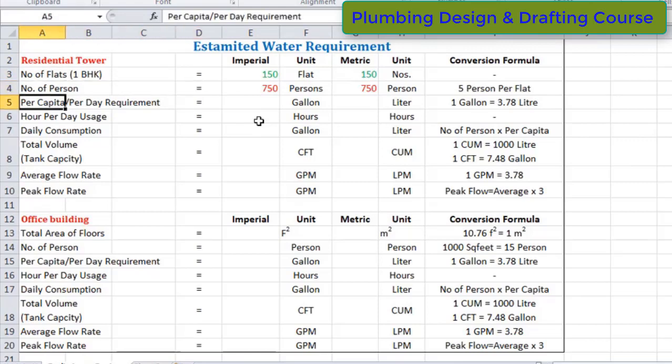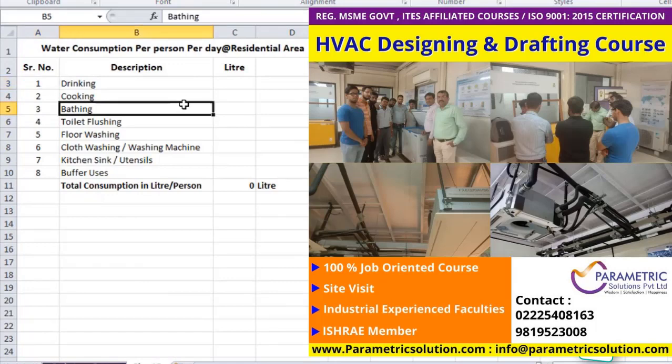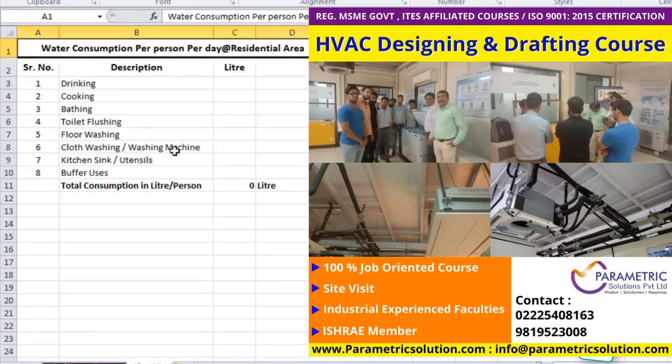Now let's talk about the per capita per day requirement. The per capita per day requirement is the actual requirement of water per day by per person. I need to calculate the single person requirement for the entire day. So there is another Excel sheet I have mentioned here, which is called water consumption per person per day at the residential area.